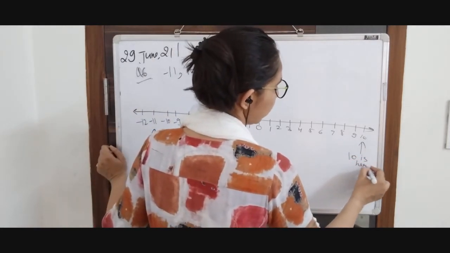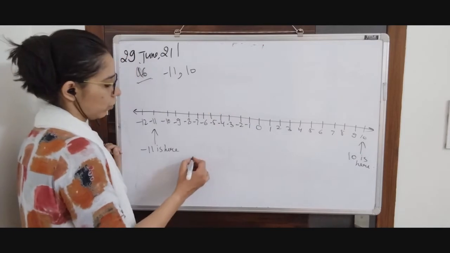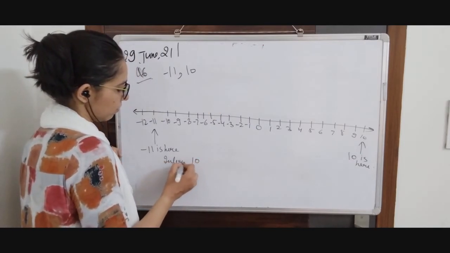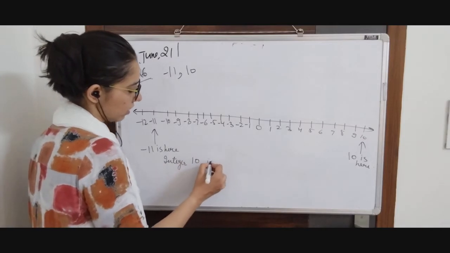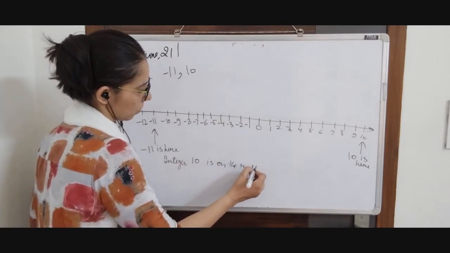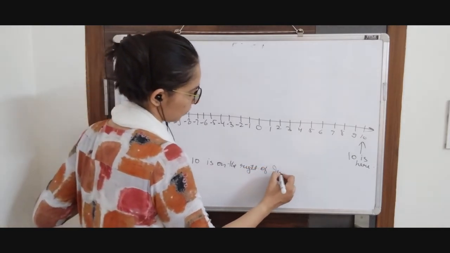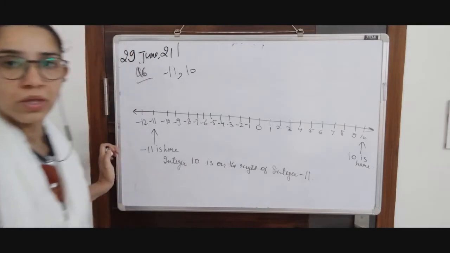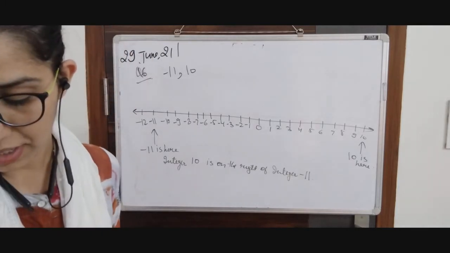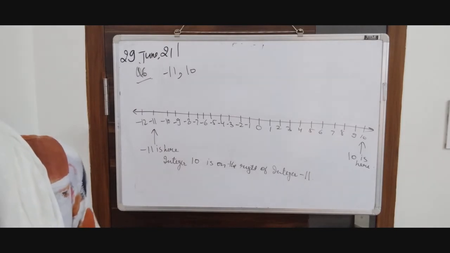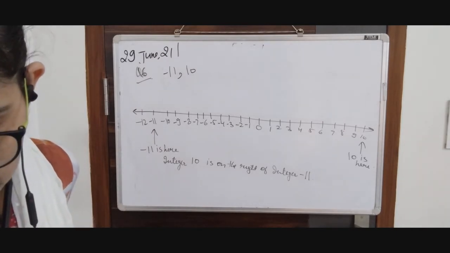Which one is on the right hand side? 10 is on the right hand side. So 10 is going to be bigger than -11. Integer 10 is on the right of integer -11. Similarly, we can do -6 and 6, and 1 and -100.